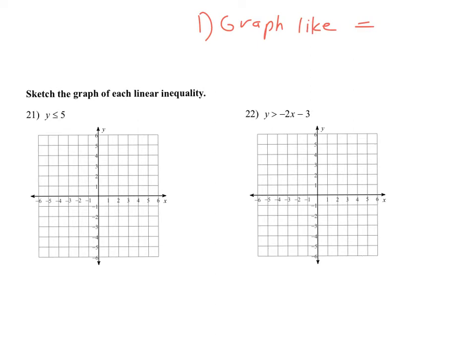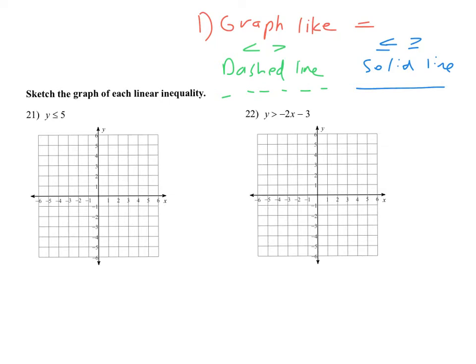when you graph these, if you have a less than or a greater than with no line underneath, that is going to be a dashed line. So it's going to be looking like this. And then if you have a less than or equal to or greater than or equal to, that's going to be a solid line. So if there is a line underneath it, you're going to draw a solid line. If there's no line underneath it, you're going to draw a dashed line.